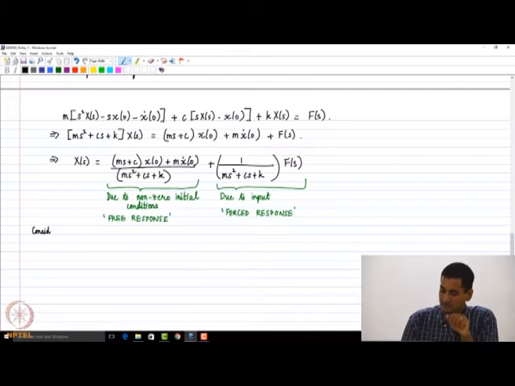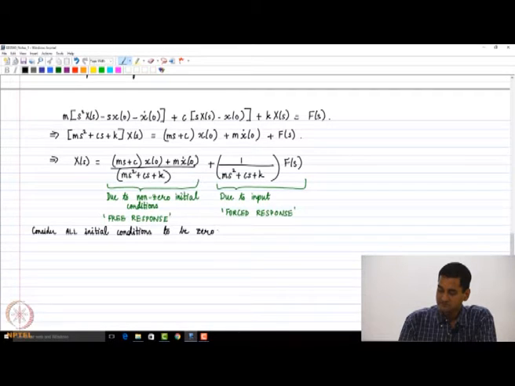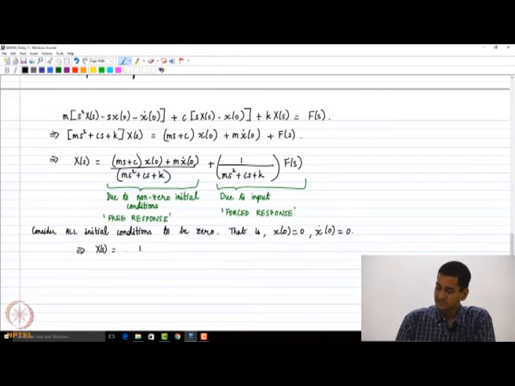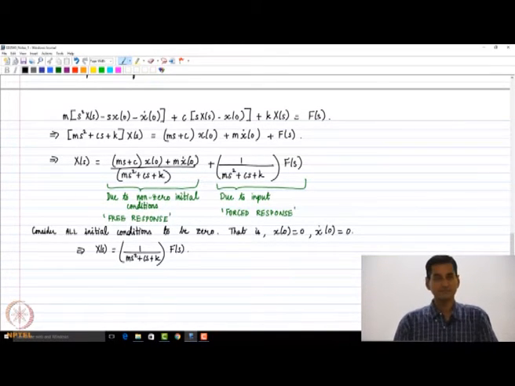Consider all initial conditions to be 0. Okay, let's consider that all initial conditions are 0. Then what happens in this case? x0 will then be 0, x dot 0 will be equal to 0. Then what would happen to capital X of s? We would essentially have the expression as 1 divided by ms squared plus cs plus k times capital F of s, okay?